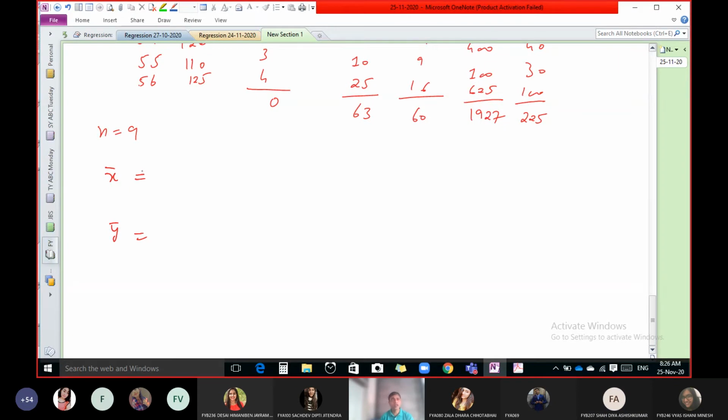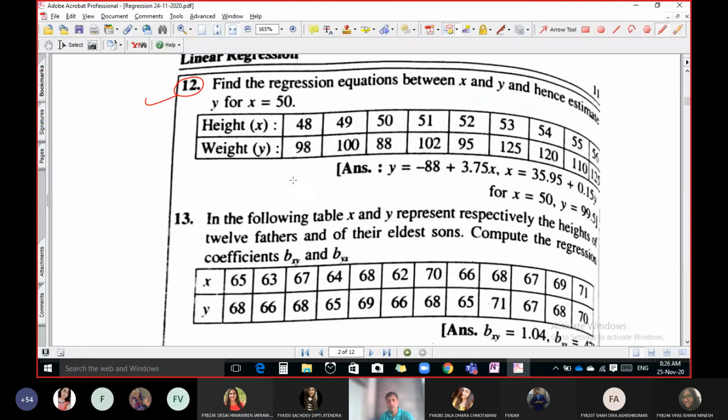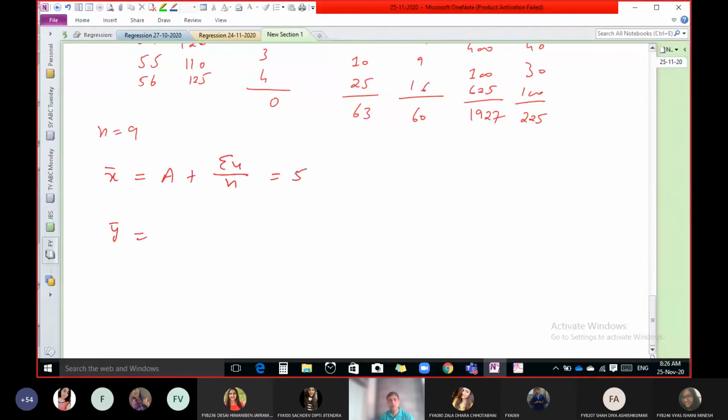Then is there another formula for x bar in this situation? A plus sigma u upon n. You are right. Our A is 52, and sigma u is 0, upon 9. So 52 plus 0, we get 52. So now x bar is 52. And what is the formula of y bar here?